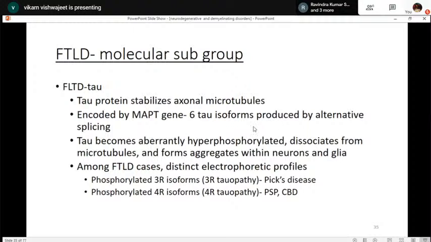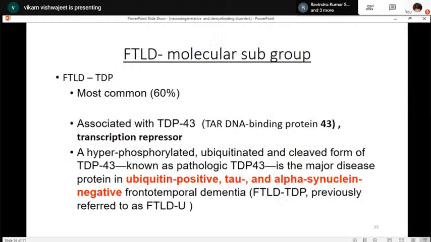Electrophoretically, 6 different isoforms have been described. Phosphorylated 3R isoforms are implicated in Pick's disease, while the 4R isoforms are implicated in progressive supranuclear palsy and corticobasal degeneration. In Alzheimer's disease, both 3R and 4R tauopathy is involved.